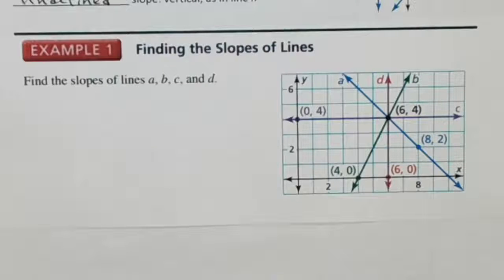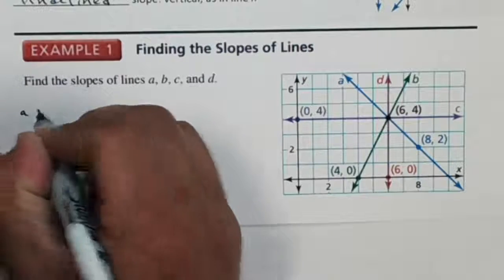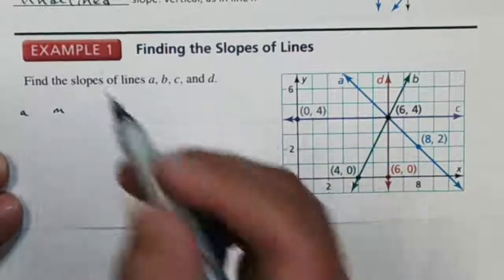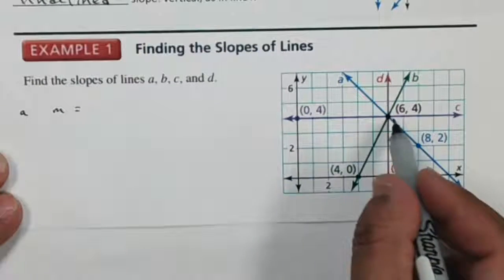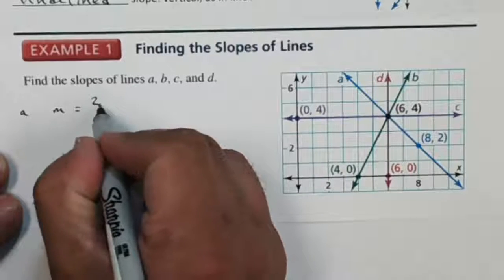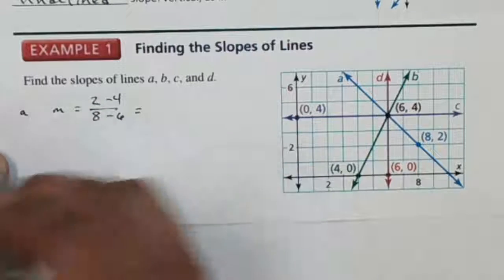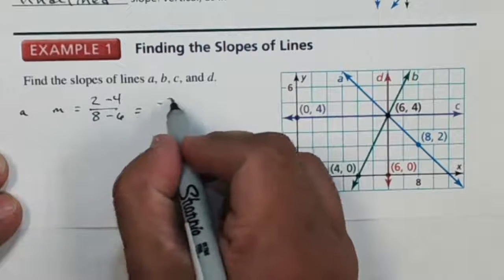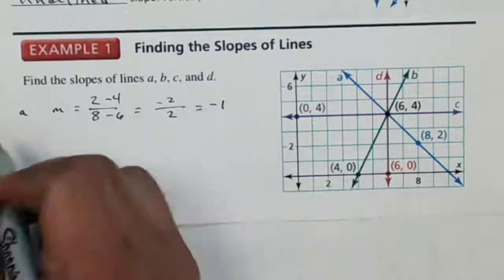Alright, now we got this example 1. It says find the slopes of lines A, B, C, and D. This should be some review stuff. So line A, the slope is going to be, remember, we're going to use the y2 minus y1 over x2 minus x1. Looking at these 2 points, 6, 4 and 8, 2, I would do 2 minus 4 over 8 minus 6. 2 minus 4 would give me a negative 2. 8 minus 6 would give me 2, so my slope would be a negative 1.